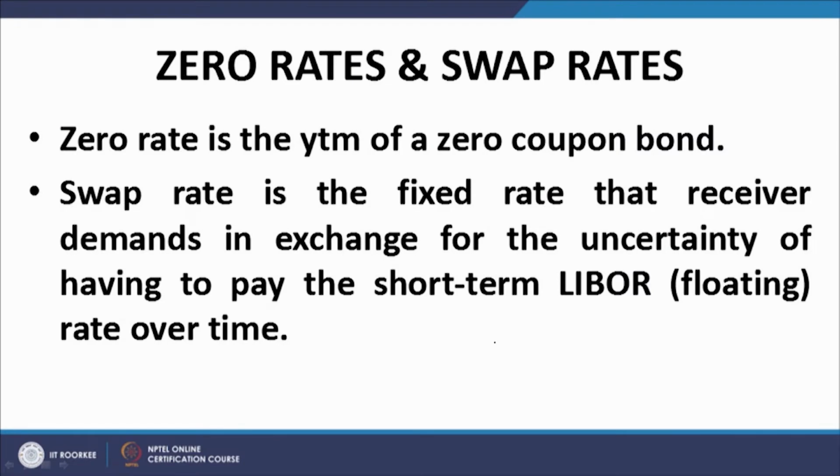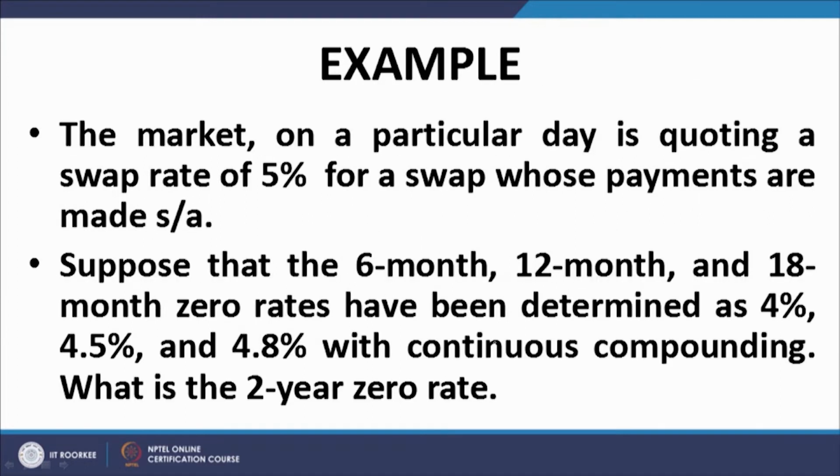Zero rates and swap rates. Zero rates are YTMs. Zero rate is the YTM of a zero coupon bond, as I mentioned. Swap rate is the fixed rate that the receiver demands in exchange for the uncertainty of having to pay the short term LIBOR rate over time. So, that is the fixed rate corresponding to the floating rate, which is the LIBOR rate at 6 monthly intervals. Let us do this example.